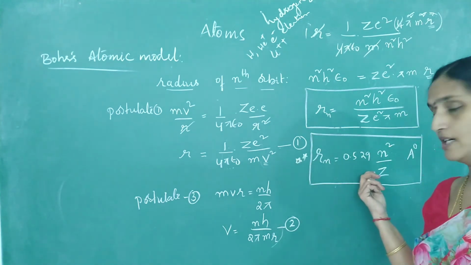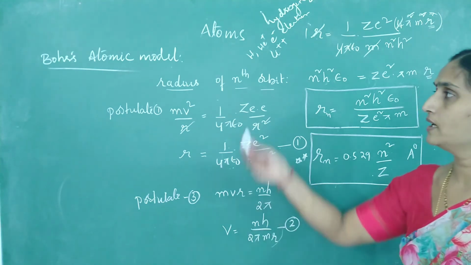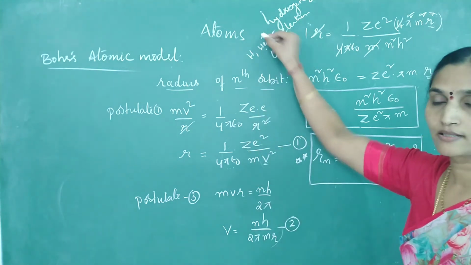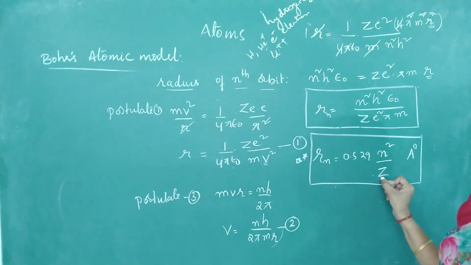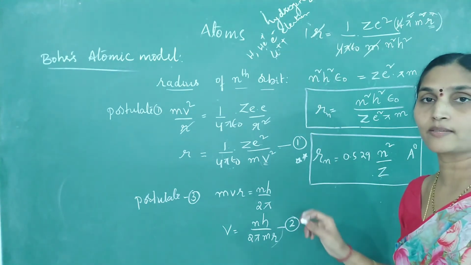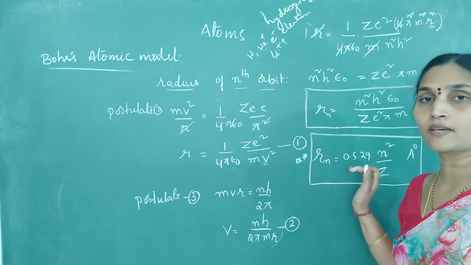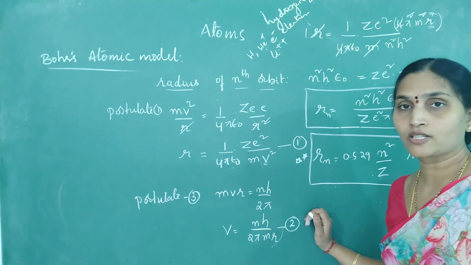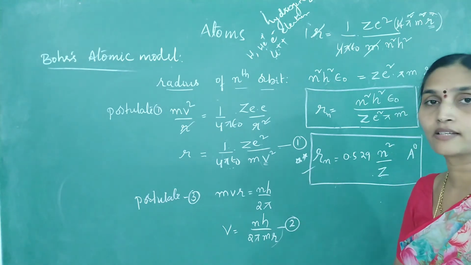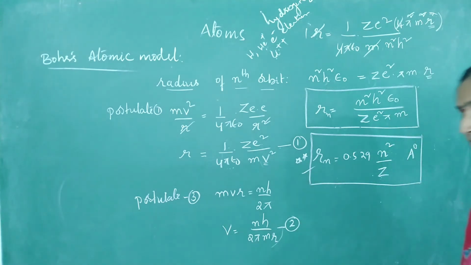Say if they ask you radius of nth orbit for helium plus, the value of Z will be 2. For lithium dipositive, Z will be taken as 3. Though he has applied it for hydrogen atom, it's applicable for all single electron species. So this is the first derivation, to determine the radius of nth orbit.